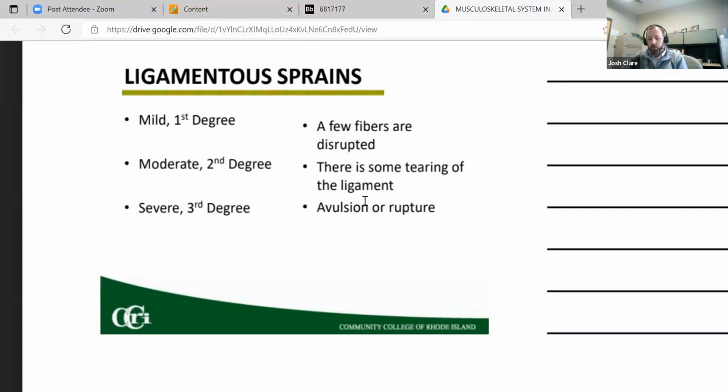Grade 1: a few fibers torn, some bleeding into the ligament, mild inflammation, no functional loss. When testing the ligament in a stress test, does this ligament hold up still? Yes, it does. So to treat it, we would just protect the joint and treat those swelling symptoms until they resolve.